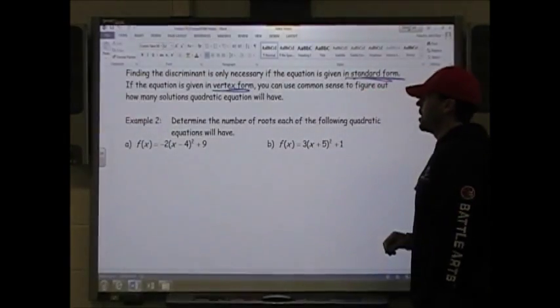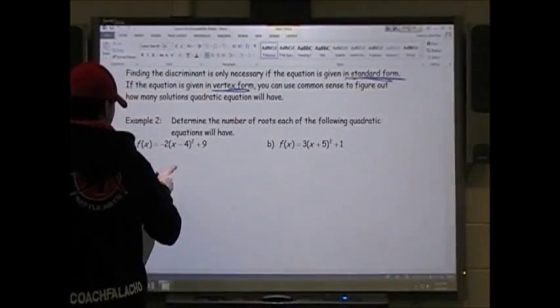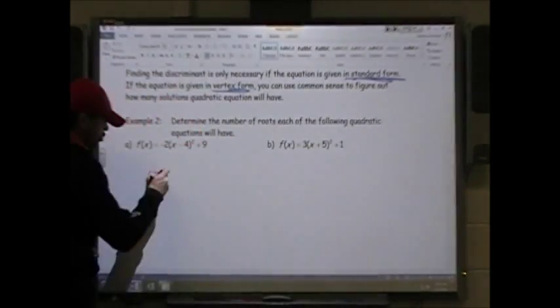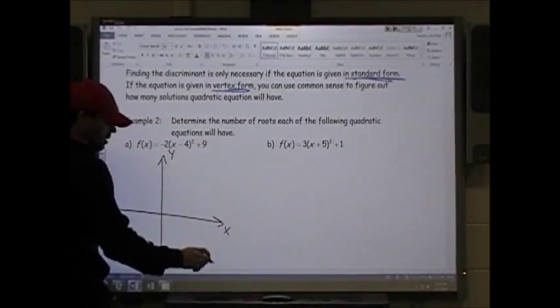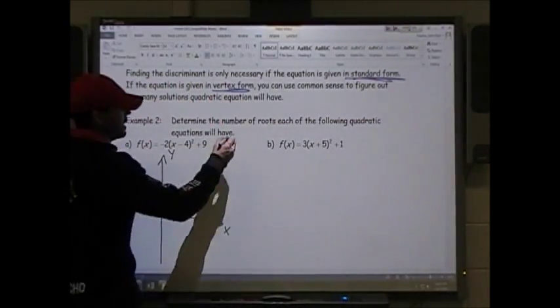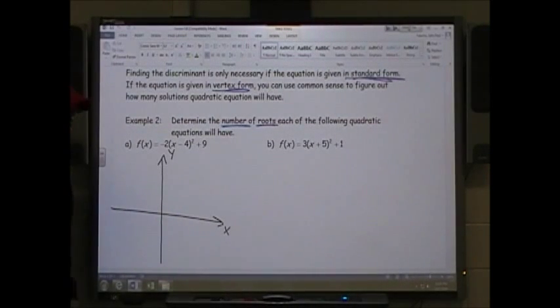Determine the number of roots of each of the following quadratic equations. So if I take a look at this, how many roots does this have? Well, all I have to do is just draw this thing. Okay? It's not about graphing it necessarily and actually finding the x-intercept. It's just asking us the number of roots. So how many times does it cross the x-axis? I just need a basic sketch.